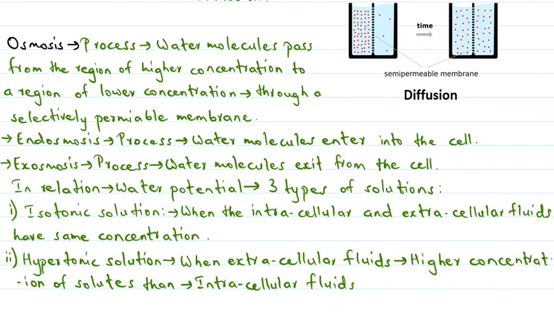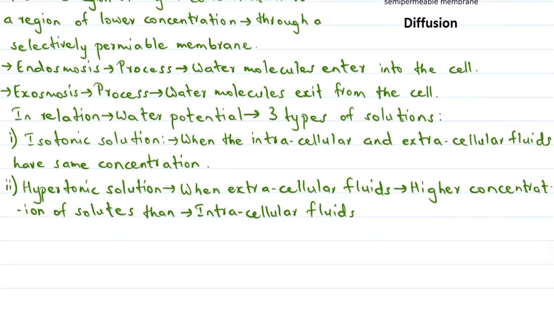So now when cells are placed in hypertonic solution, exosmosis occurs. Okay, so we had already talked about exosmosis, that is, in this case, water molecules exit from the cell. So as the water molecules are exiting from the cell when the cells are placed in hypertonic solution, what happens? The cells actually shrink in this case. Okay. Then the third type of solution is hypotonic.